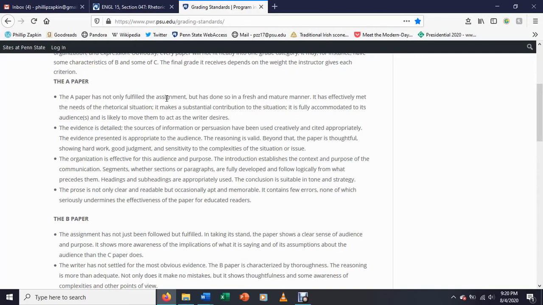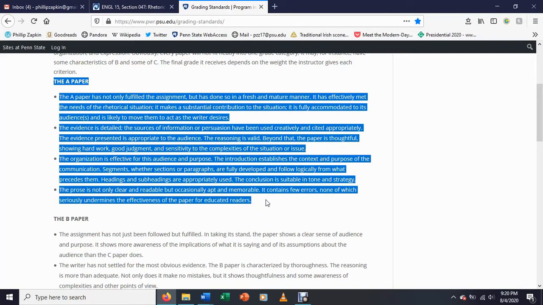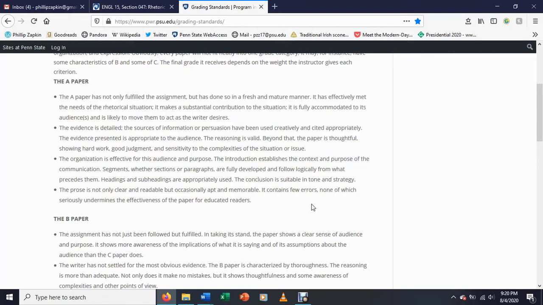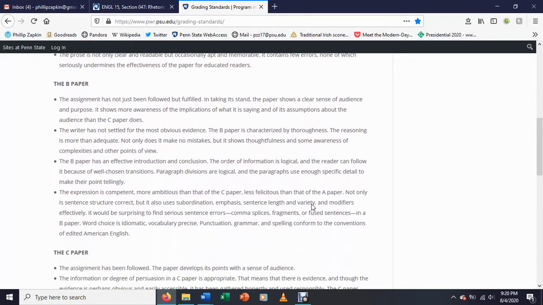So, what all of this boils down to is that the A paper is above and beyond expectations. So, the A paper is going to be in some way unique, creative, and exceptional. It's going to be exciting, it's going to challenge the reader's expectations for what this type of project should do.